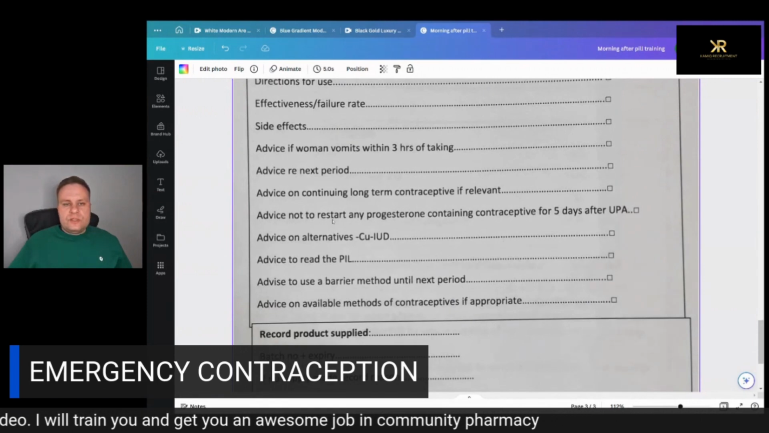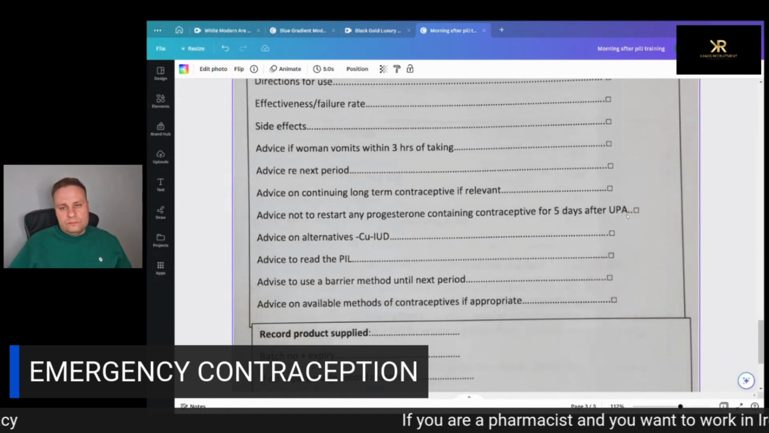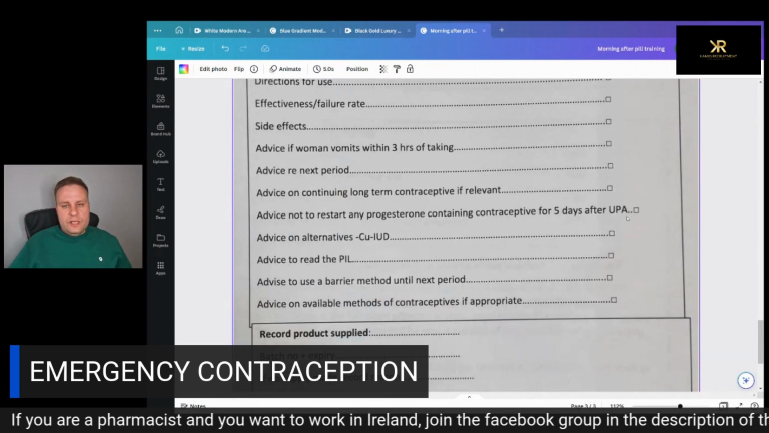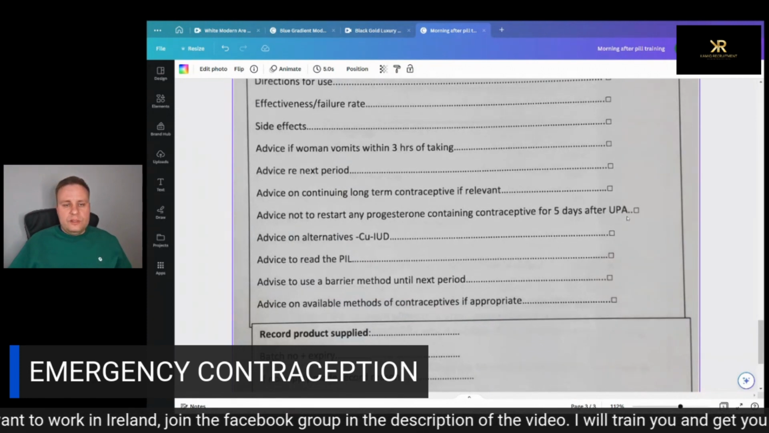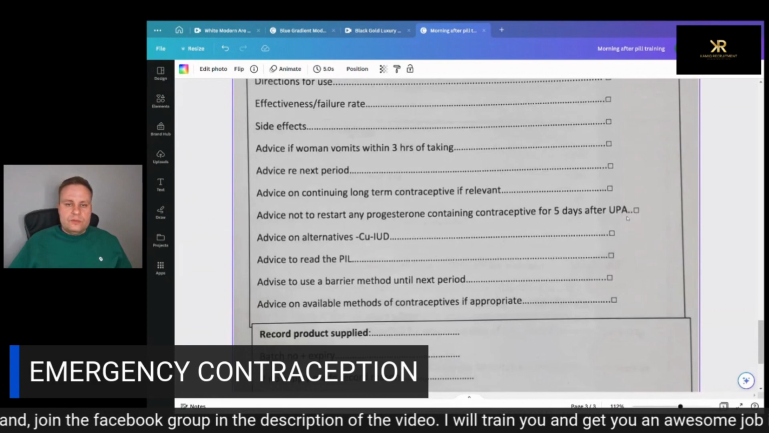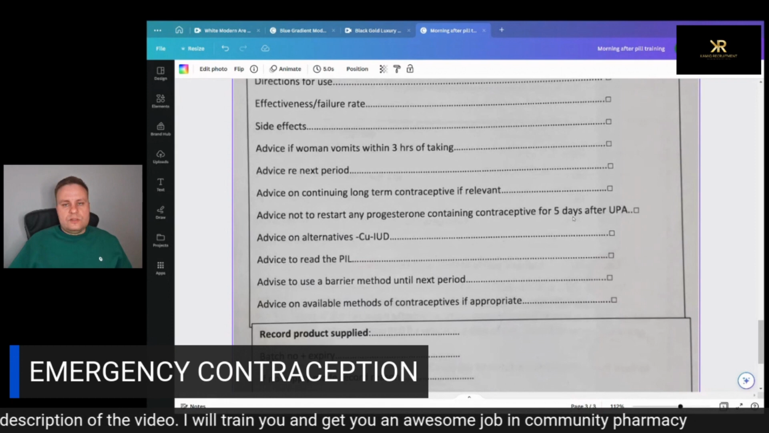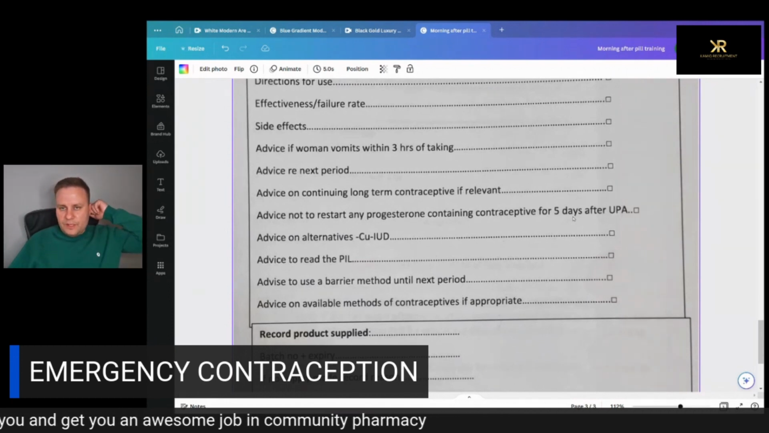Advice not to restart any progesterone containing contraceptive for 5 days after ulipristal acetate. So if you give her ellaOne, you have to tell her that she has to stop taking her pill, her progesterone containing contraceptive, for 5 days. She's only going to restart it after a 5 day pause.